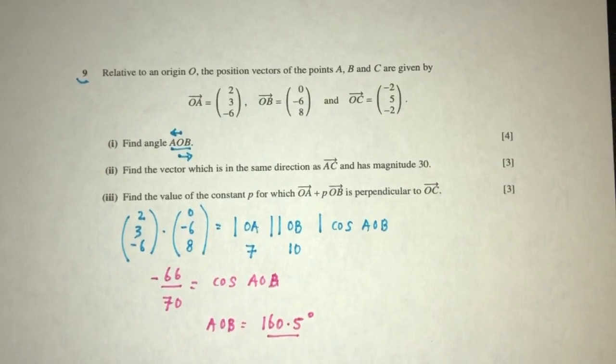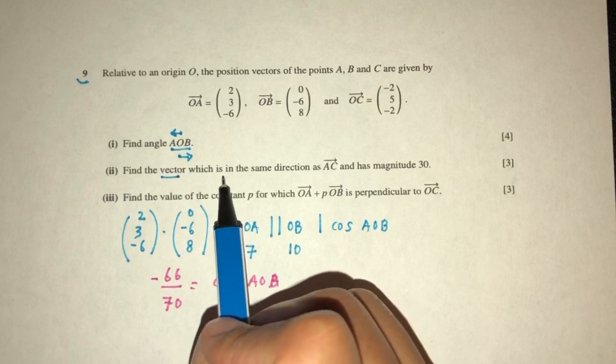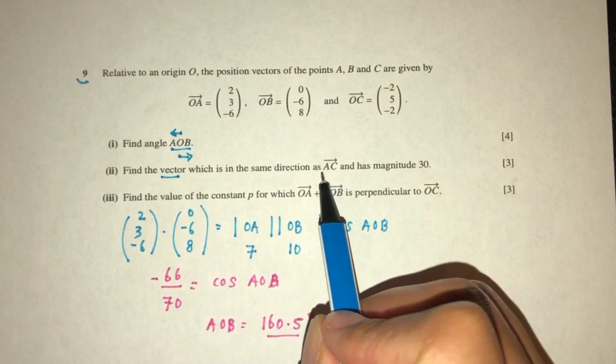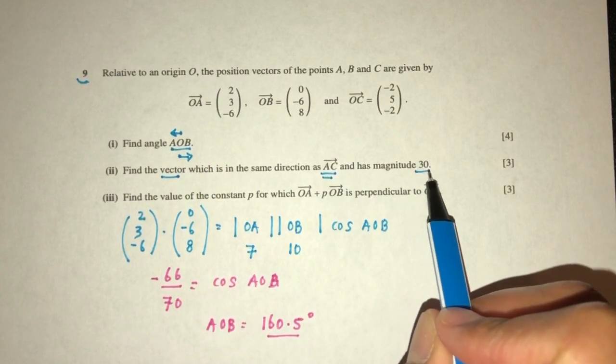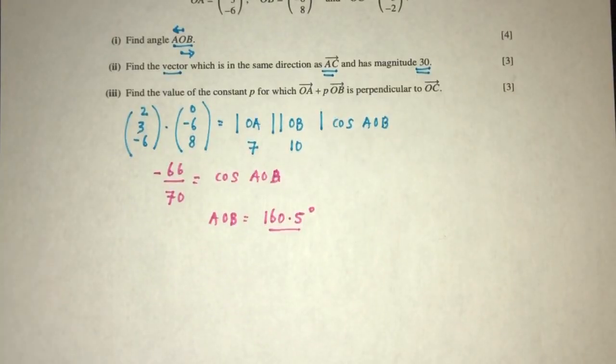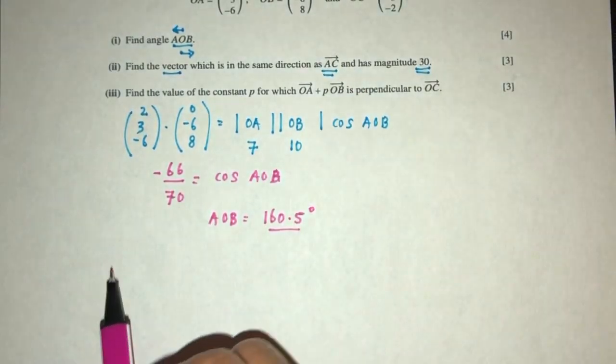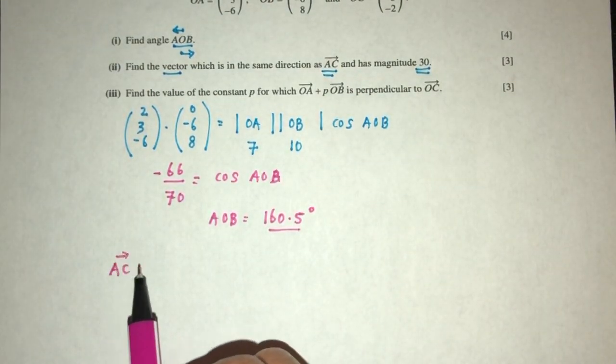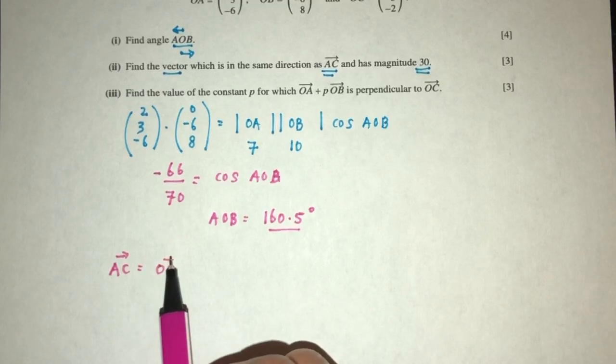Now for part 2, we have to find the vector which is in the same direction as AC and has a magnitude of 30. Okay, so let's find out. What is the direction of AC? So let's first find that. AC is equal to OC minus OA.